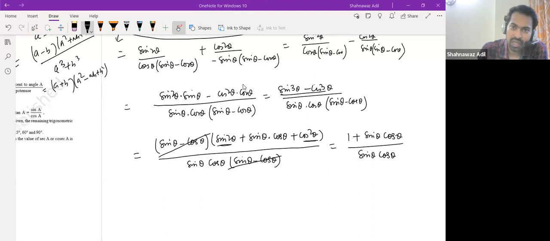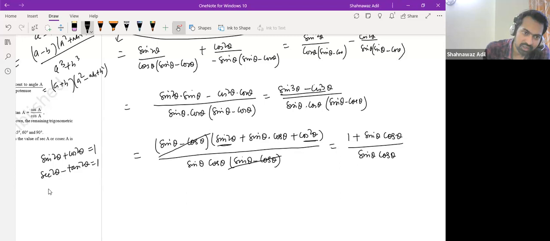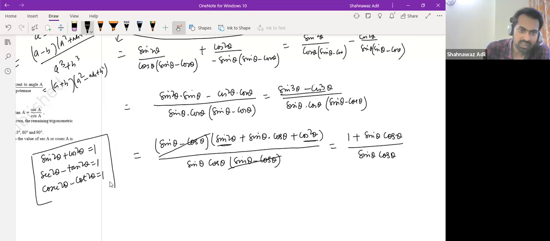Okay, Hashid. Always remember these. These are the three identities, right? And whenever we change it to sine and cos, this would be the only identity that we will use. Okay, Hashid, Shaima, and Amar.